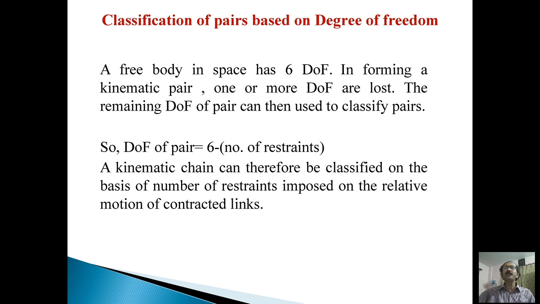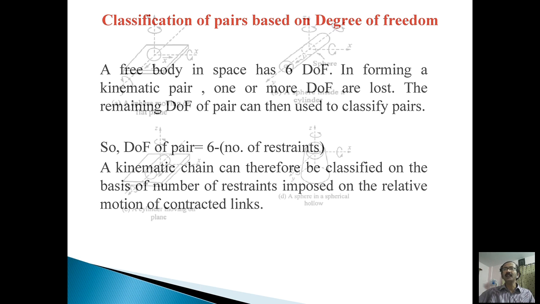Now, the classification of pairs based on degree of freedom. A free body in space has 6 degrees of freedom. In forming a kinematic pair, one or more degrees of freedom are lost. The remaining degrees of freedom of the pair can be used to classify pairs. So, the degree of freedom of a pair equals 6 minus the number of restraints. A kinematic chain can therefore be classified on the basis of the number of restraints imposed on the relative motion of the constrained links.